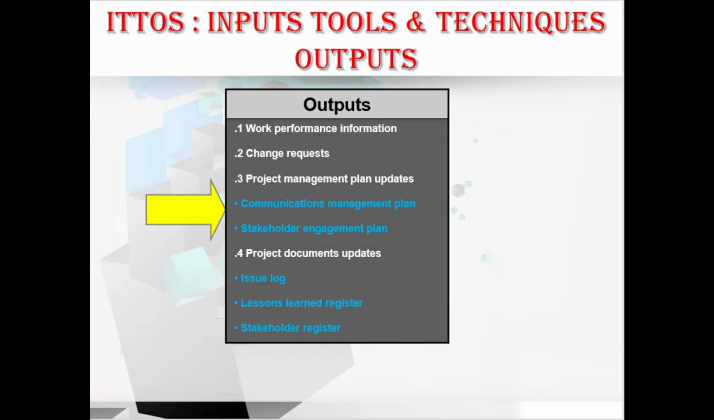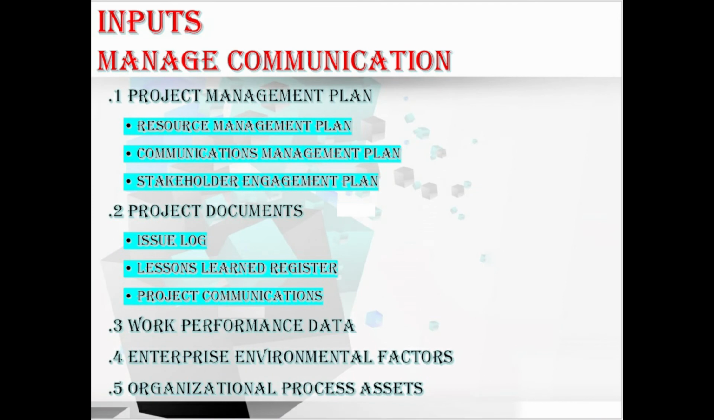Let's discuss its inputs first in more detail, starting with the first input, that is project management plan, which consists of the resource management plan, communication management plan and the stakeholder engagement plan. Let me explain one by one here. The resource management plan can be used to understand the actual project organization and any changes through understanding of the roles and responsibilities and the project organization charts.